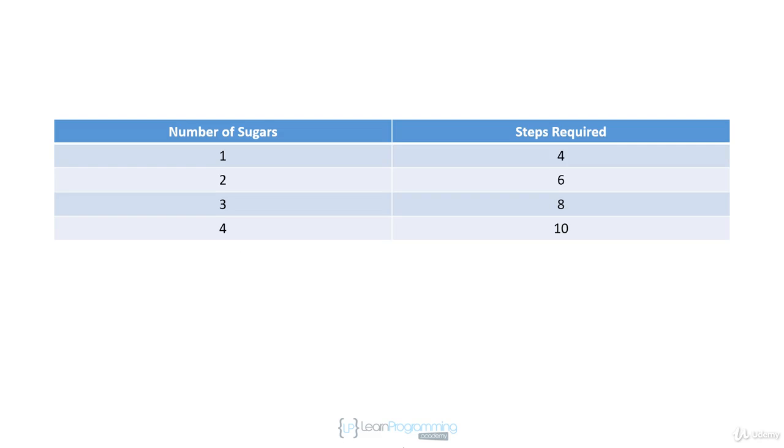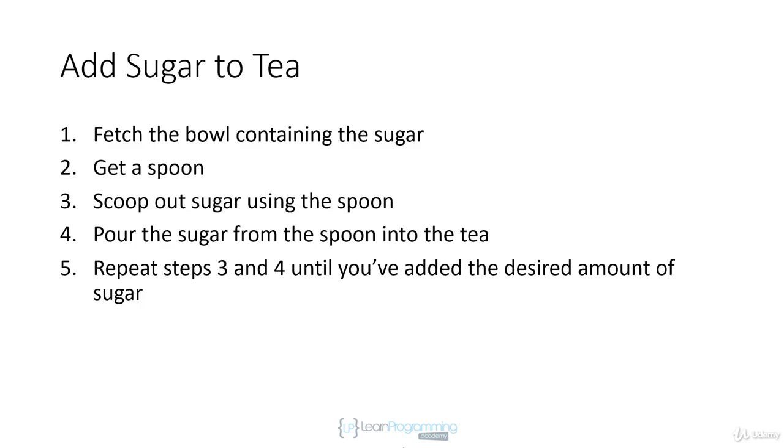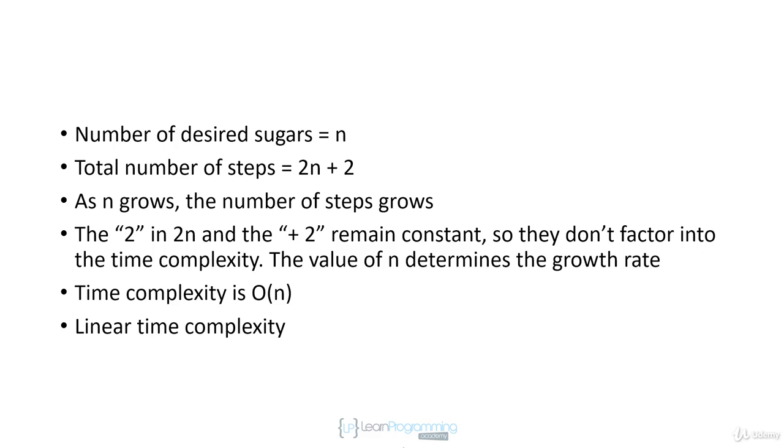And as we can see from our table and from our algorithm back here, the number of steps is going to be 2 times n plus 2. And the reason for that is you have to repeat steps 3 and 4 for the number of sugars you have. So that's the 2n. And then the plus 2 is steps 1 and 2.